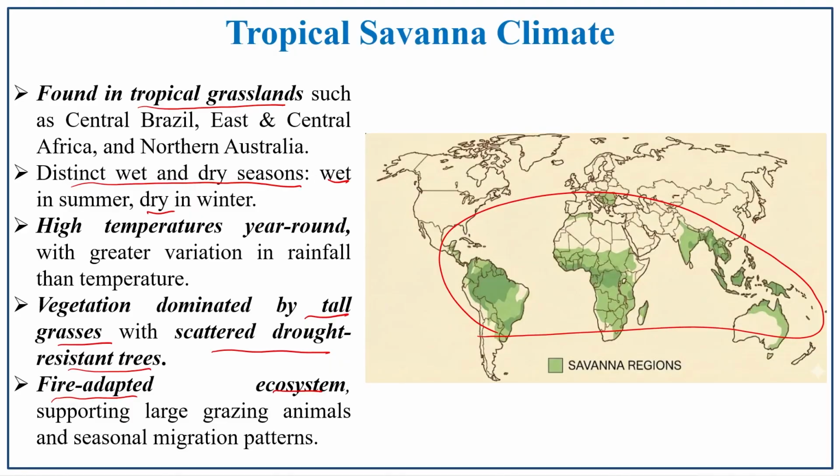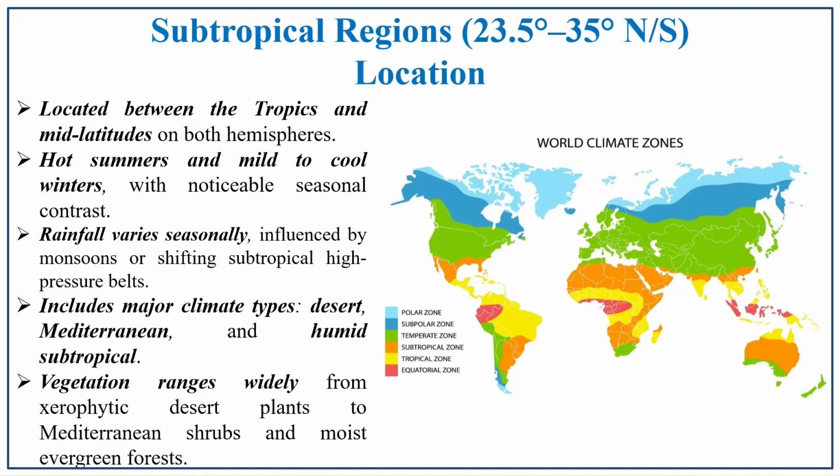All these are the characteristics of tropical savanna climate. The next layer is the subtropical region. The location of the subtropical region is 23.5 degrees to 35 degrees north and south latitudes. So, it is in between which latitudes? It is in between the tropics and the mid-latitudinal regions of both hemispheres.